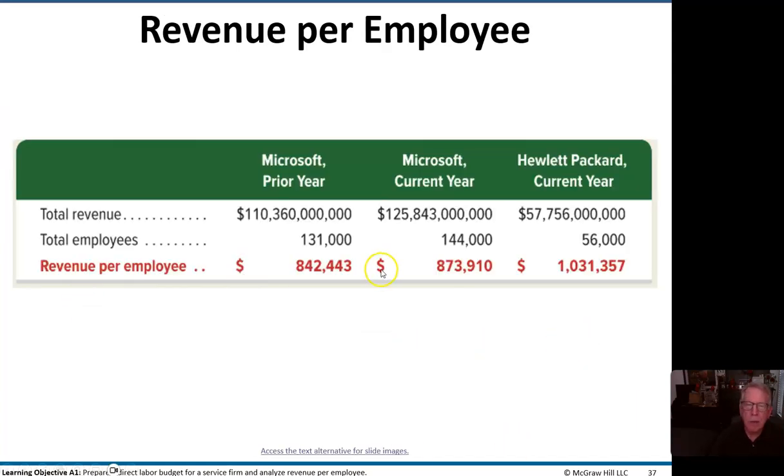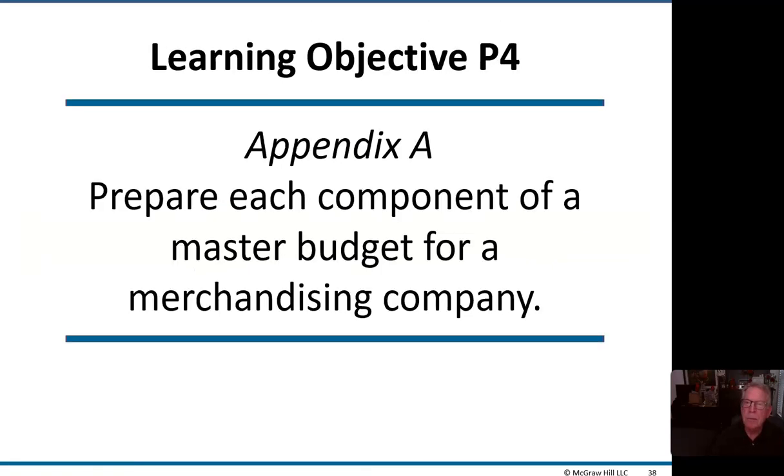So now, if we look at the total revenue that Microsoft has per year, and we divide that through by the number of employees, that's a substantial $842,443 of revenue per employee. And Microsoft has an even better version of that, and Hewlett-Packard has an even better version of that. So these are substantial revenues per employee.